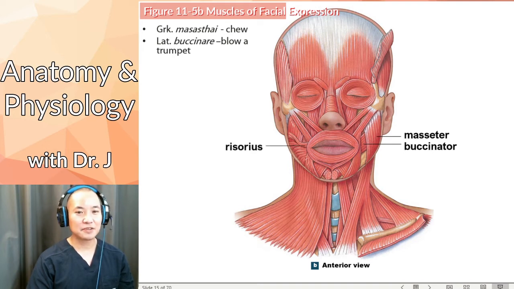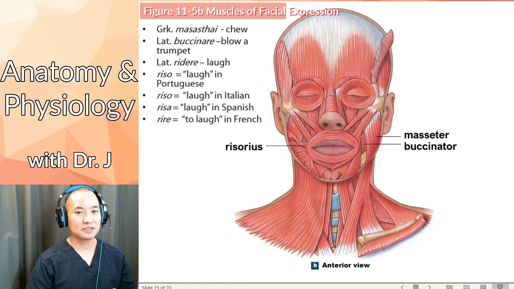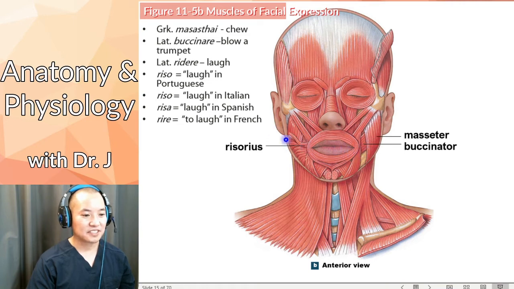And then you have something called the risorius. If you know any of the Latin languages, the original Latin word is ridere, which is laugh. In Portuguese, riso is laugh. Laugh in Italian is also riso, risa in Spanish is laugh, and rire in French is laugh. So it all comes from the same Latin word meaning to laugh. But look where the risorius is. It is below the masseter and buccinator.